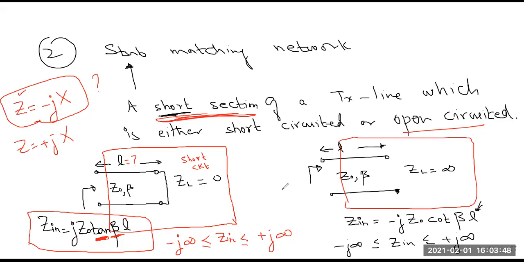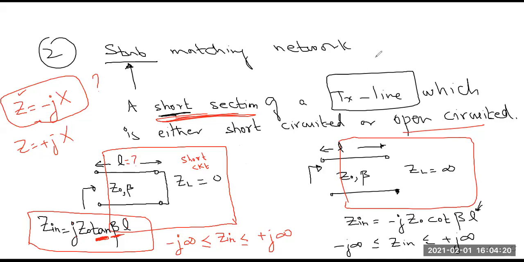So that is the whole concept behind the stub matching network. Rather than using a lumped capacitor or inductor for impedance matching, we can use a transmission line as a capacitor or inductor, and by doing so we can design an impedance matching circuit. Of course, we will talk about this design in more detail, but this is the whole concept behind stub matching.